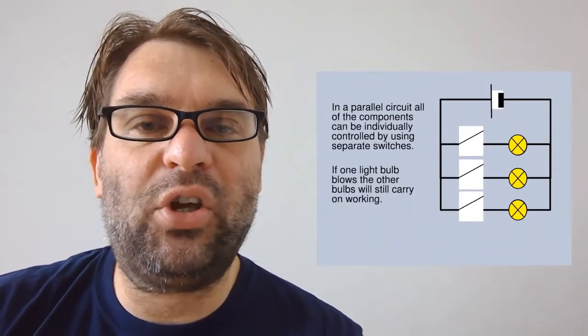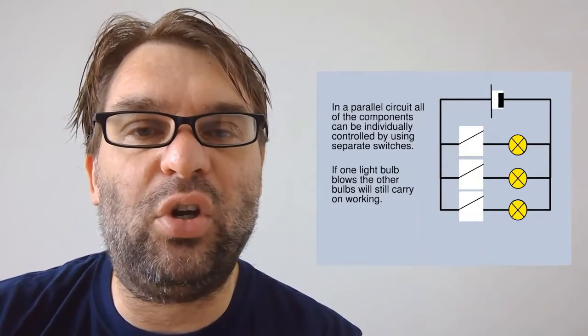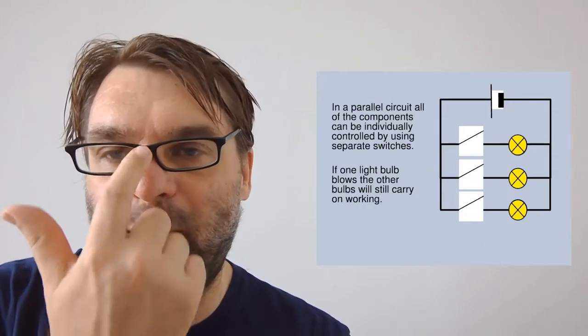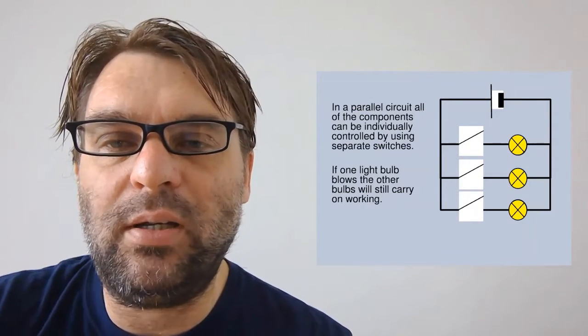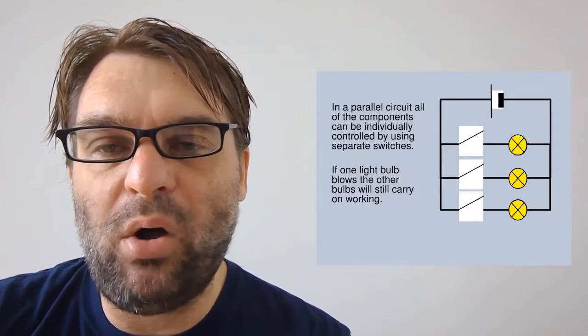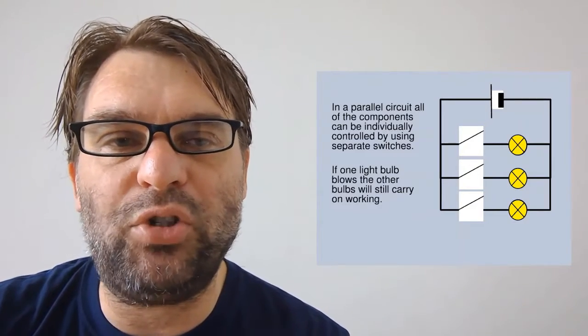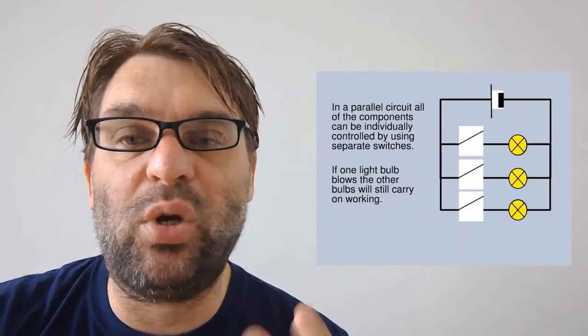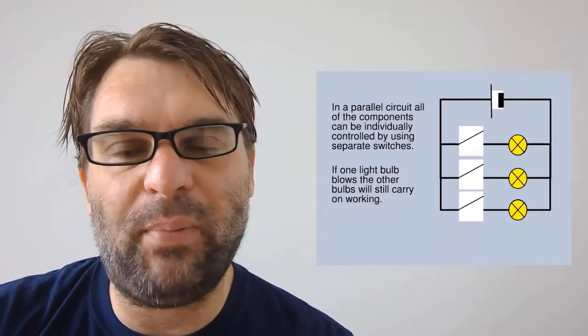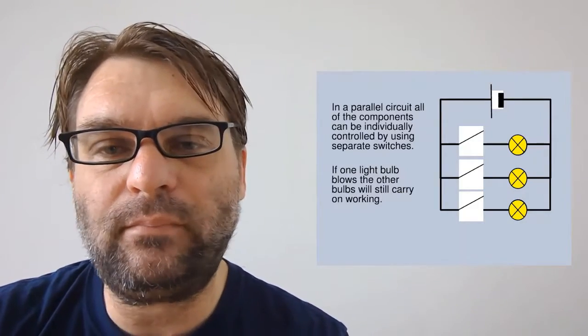Now, in a parallel circuit, one of the advantages is that you can control each of those particular branches with a separate switch. So if one light bulb blows, not a problem, because you've got two other light bulbs which can still go, even though that one part of the parallel circuit has been broken.